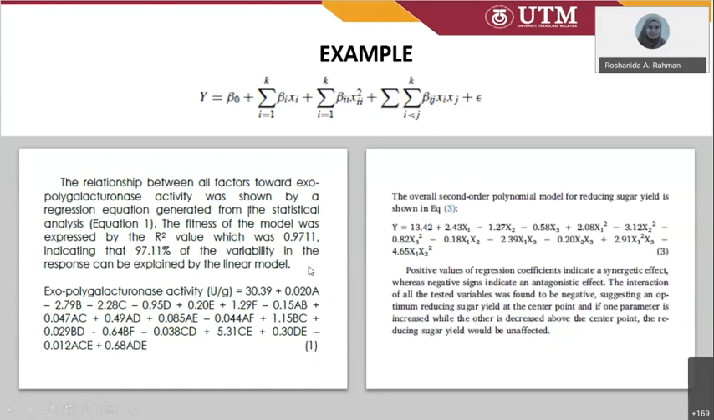And explain, the response can be explained. The response is the yield. The response can be explained by the linear model. So as you can see here, there is no quadratic effect, no cubic effect, no higher order model here. It's only a linear equation. So straight away, I can say that this is a two-level factorial design. But somehow, if you are doing RSM, you can also have this kind of linear equation, because that is the only model that can fit your data.